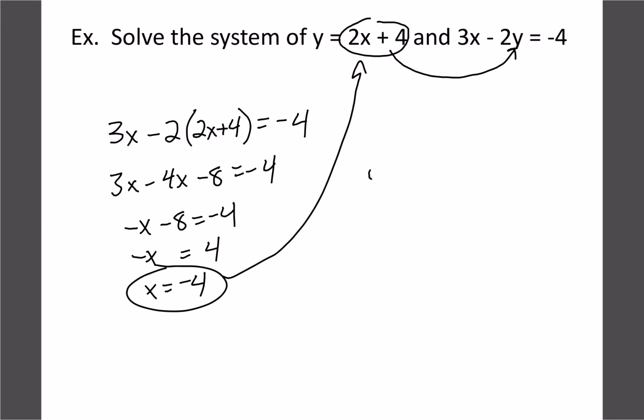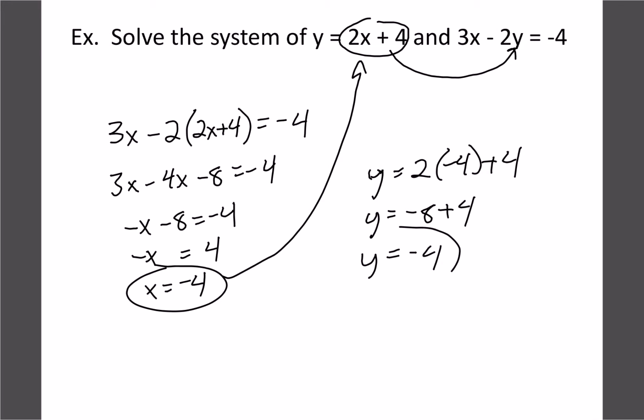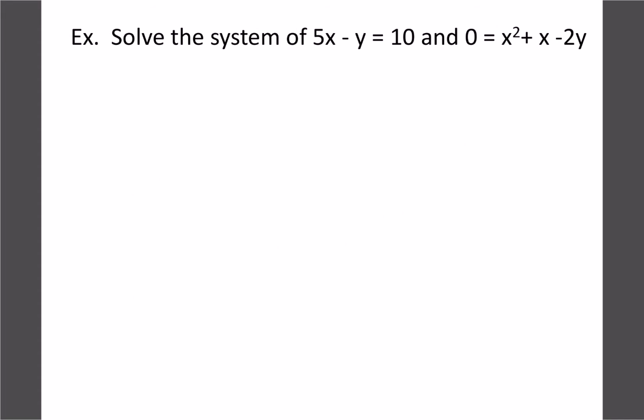Plug that back into our y equation. So 2 times negative 4 plus 4. That gives us negative 8 plus 4, which is negative 4. So in this case, our coordinate is negative 4, negative 4. So it works well. It's just a little bit more math, but some people like it better than graphing because it's a little bit more accurate, and you don't have to worry about graphing it and things like that. So let's do another one.